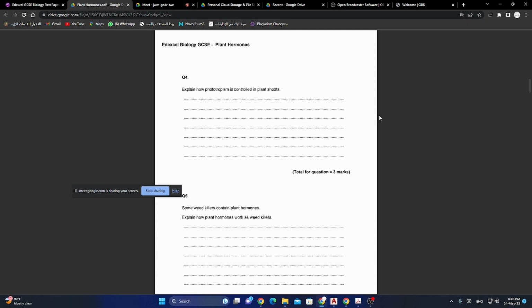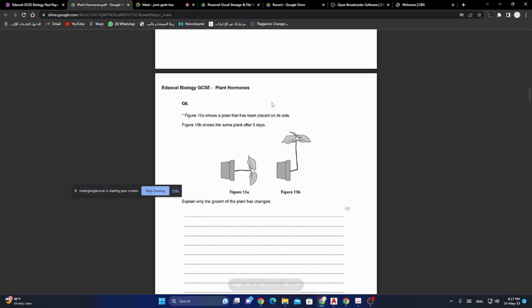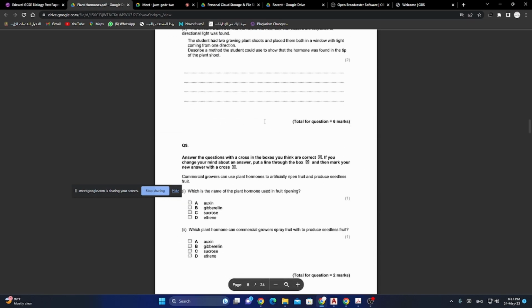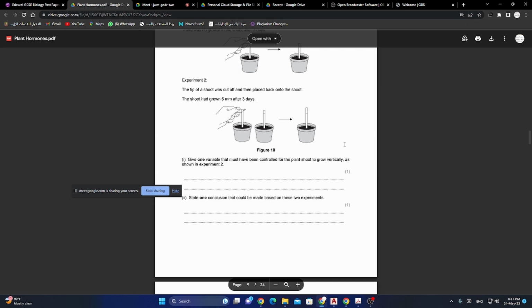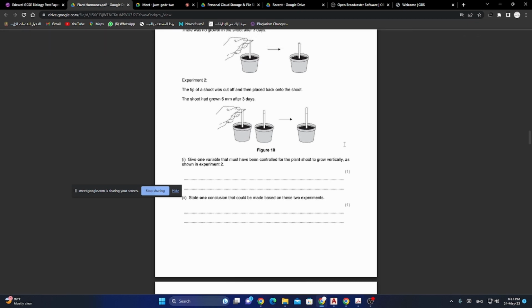Right. But that's only if light is coming from a certain direction. If light is unidirectional, right? Okay. If it's coming from like all directions, basically auxin is going to distribute evenly. So the shoot is just going to grow upwards.